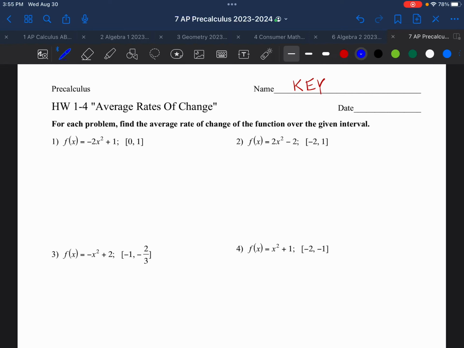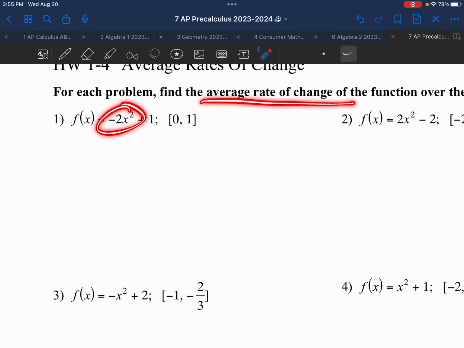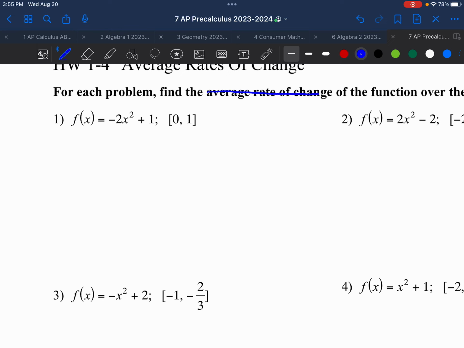This is Precalculus, AP Precalculus, homework 1-4, average rates of change. Let's go right in. The first thing that you see is that we have a function, and we're trying to find the average rate of change, which we're going to cross off. Average rate of change is really just asking for the slope for those points.